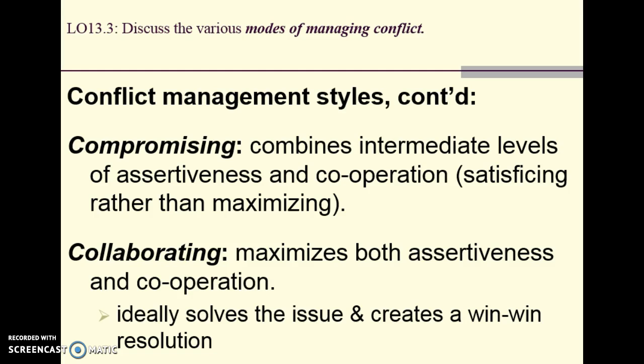Conflict management styles: compromising. Compromising combines intermediate levels of assertiveness and cooperation, satisfying rather than maximizing. Collaborating maximizes both assertiveness and cooperation, ideally solves the issue and creates a win-win resolution.